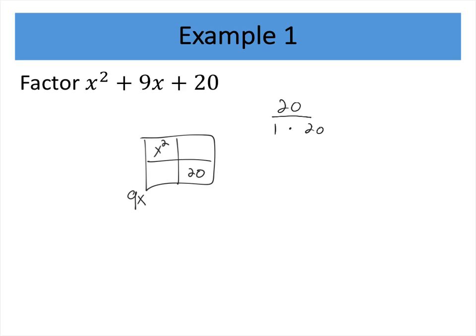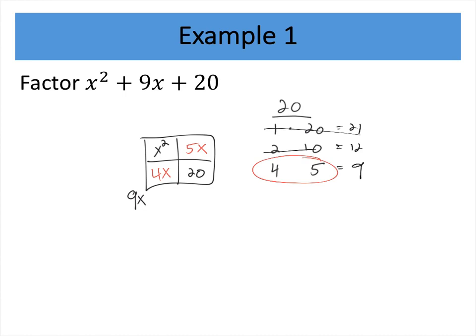Okay, 1 and 20, 2 and 10, and then there's 4 and 5, and there's 5 and 4 and 10 and 2, but we've already captured those. So if I start looking at these, which of these pairs add up to 9? Because we need two things that add up to 9 that multiply to 20. So if I start adding them up, this is 21, that's not going to work. This is 12, that's not going to work. And this is 9. So we know that one of them has to be 4, and the other one has to be 5.